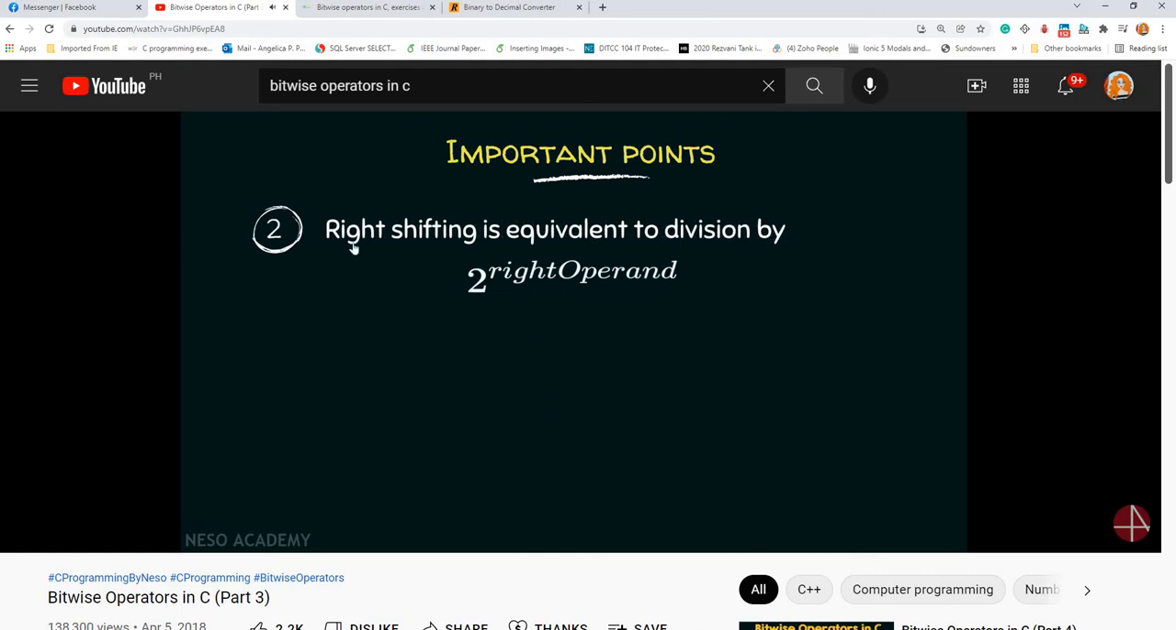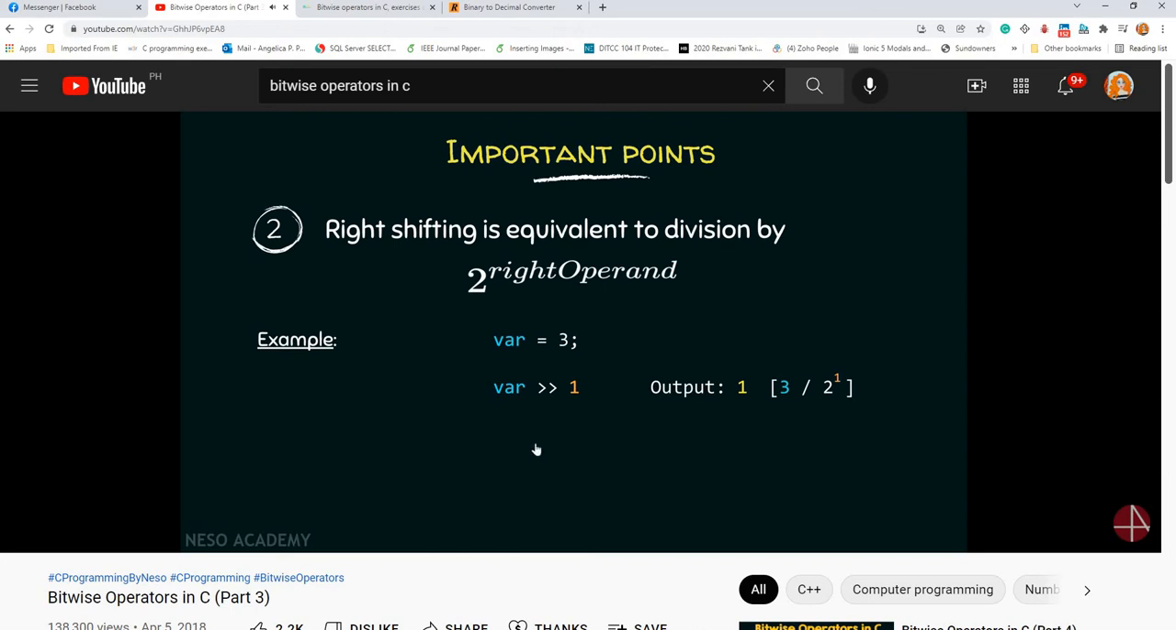Now let's talk about the second most important point in this lecture. Right shifting is equivalent to division by 2 raised to the power right operand. In case of left shift operator, left shifting is equivalent to multiplication by 2 raised to the power right operand. If you remember that point already that we talked about in the previous lecture. Here right shifting is equivalent to division by 2 raised to the power right operand. Let's consider one example. According to our previous example, the output finally we got is equals to 1. But how do we get this output? We simply divide 3 by 2 raised to the power 1. 1 is the right operand of this right shift operator. 3 divided by 2 is equals to 1.5. After eliminating the decimal point, answer is finally 1.